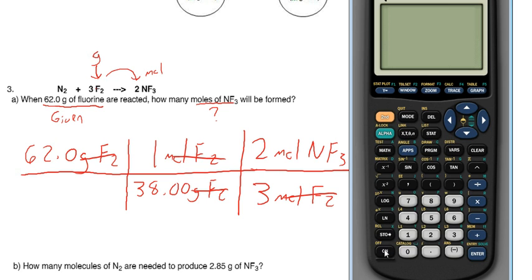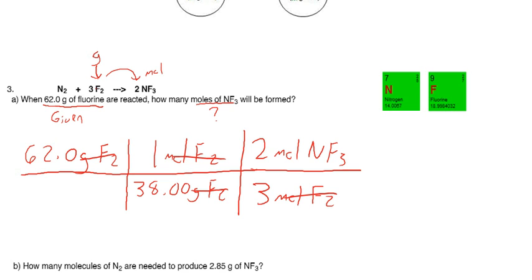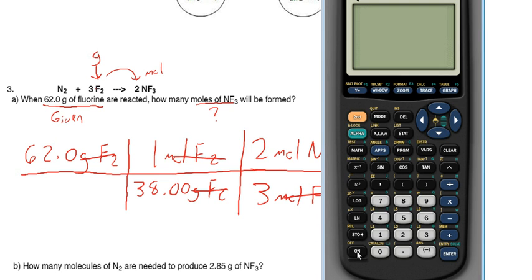Again, all you do is you are multiplying everything across the top and dividing across the bottom. If I can get my calculator to turn on. Alright, so it's going to be 62 at the top. Number at the bottom says divide by 38. Now I have a number at the top, so we'll multiply by the 2, and I have a number at the bottom, so I will divide by the 3.